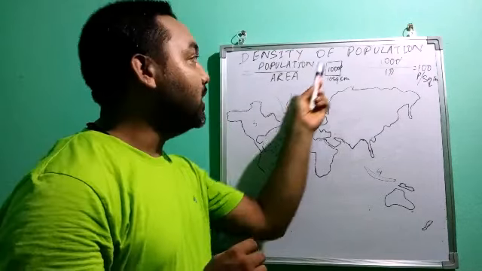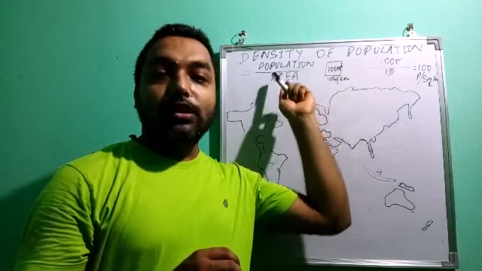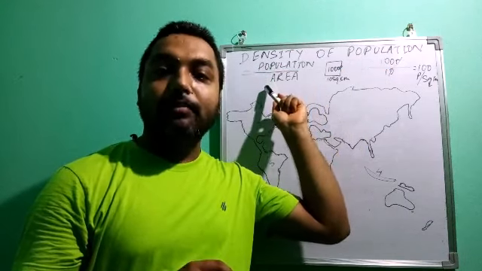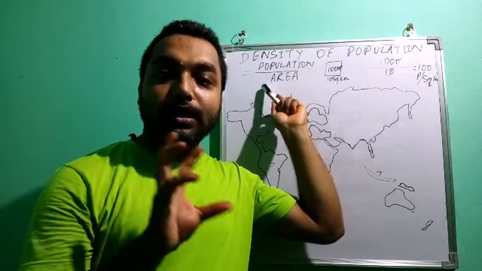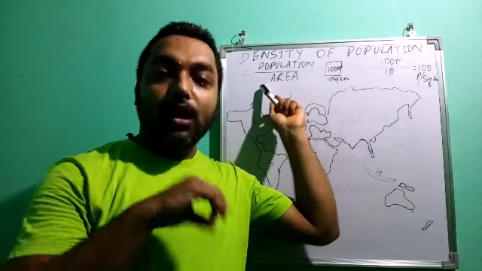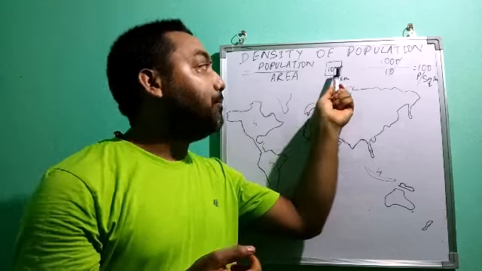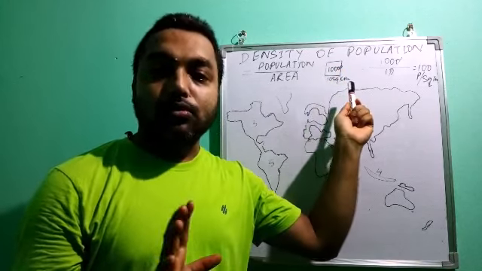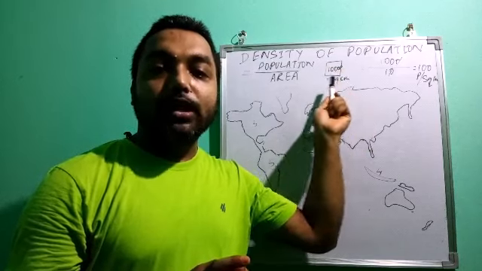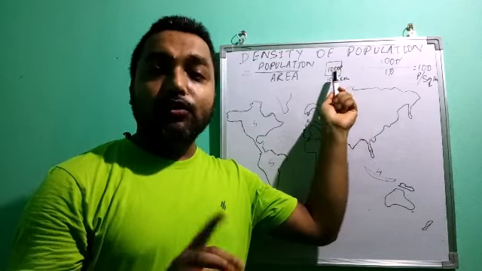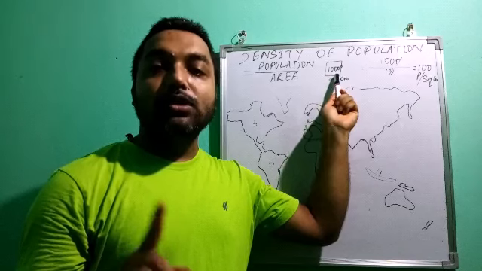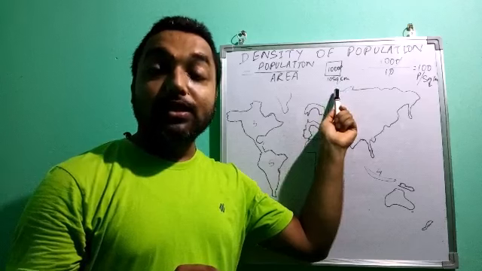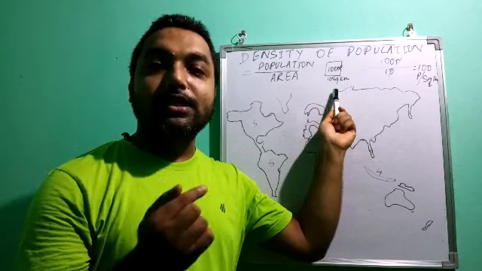For example, the formula to calculate density of population is the total number of population of a particular place divided by the total area. In that particular area, how many people are living. For example, suppose this is an area of 10 square kilometers I have drawn. So here 1000 people live in this 10 square kilometer of area. So what is the density of that particular place?